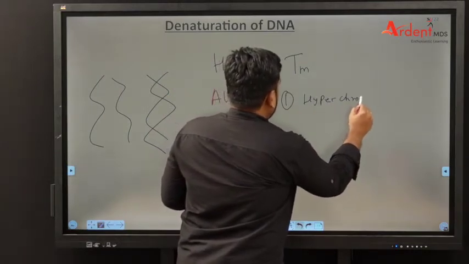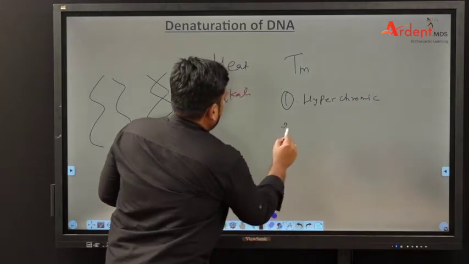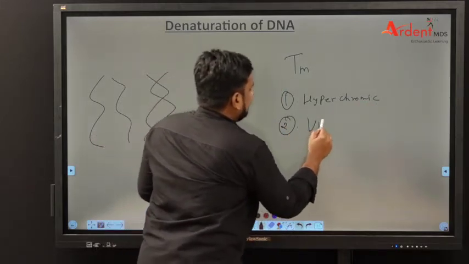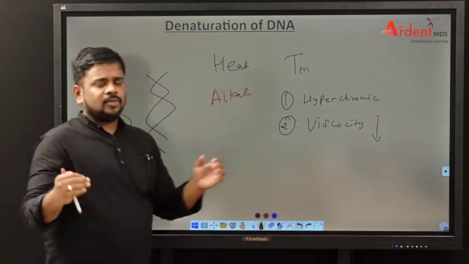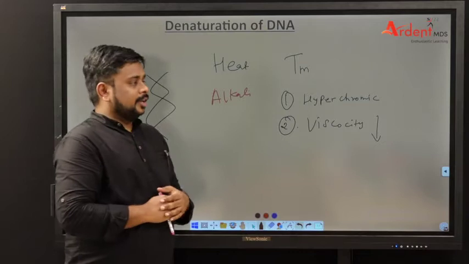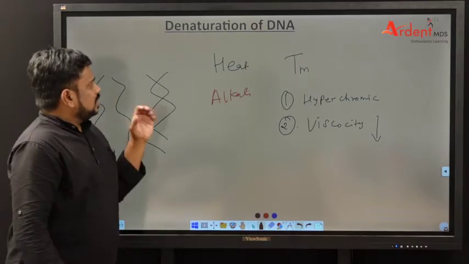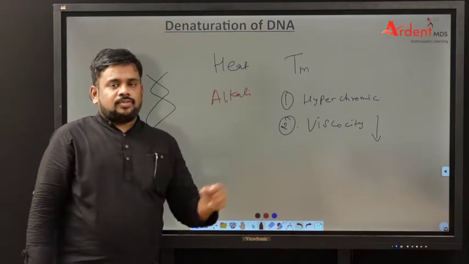Hyperchromic. Number two, viscosity. What about the viscosity? When it's separated, it's more flexible, so viscosity will be decreased. So these are the things which you have to know for the structure of DNA.